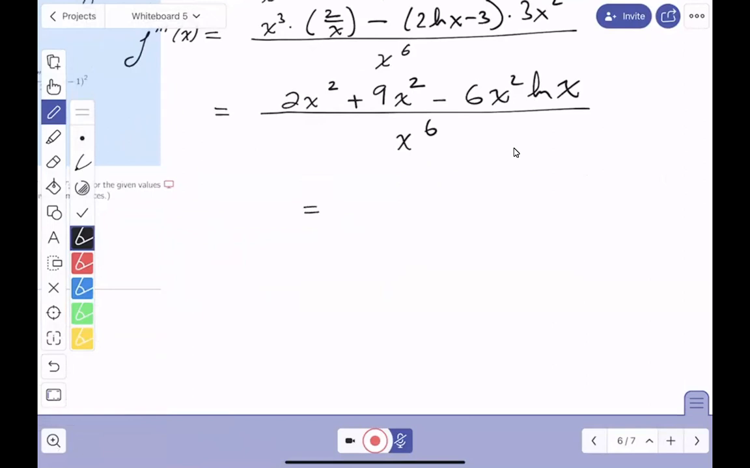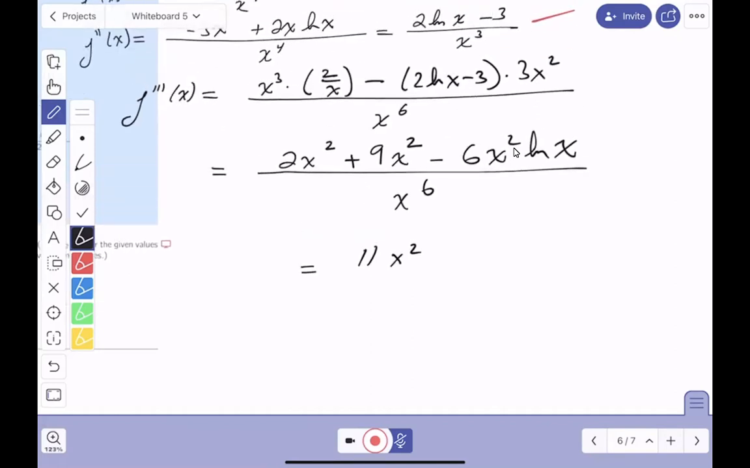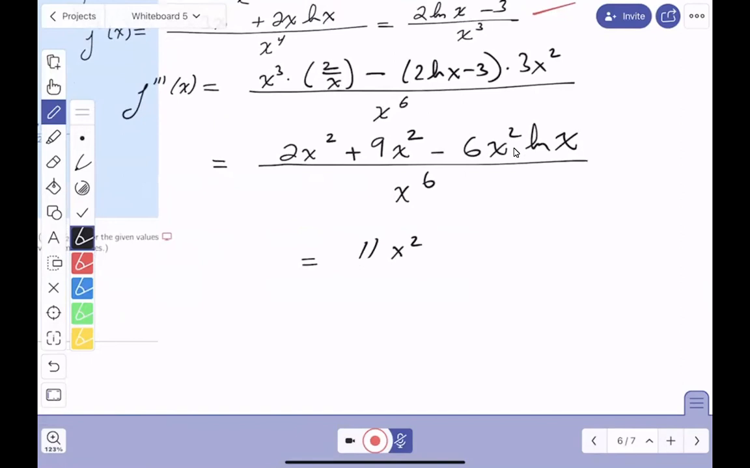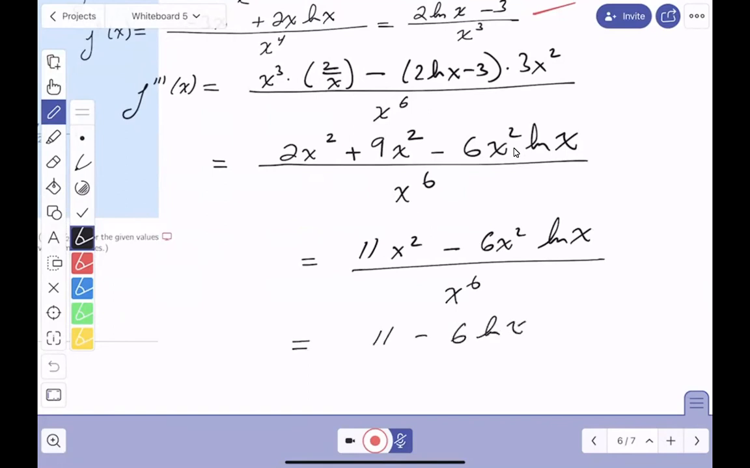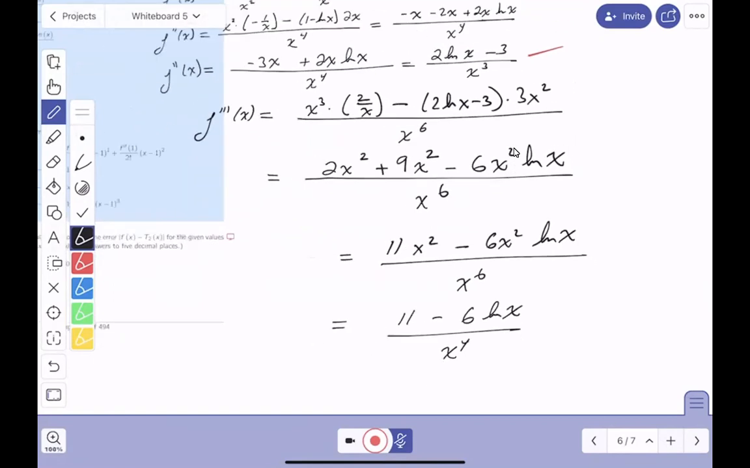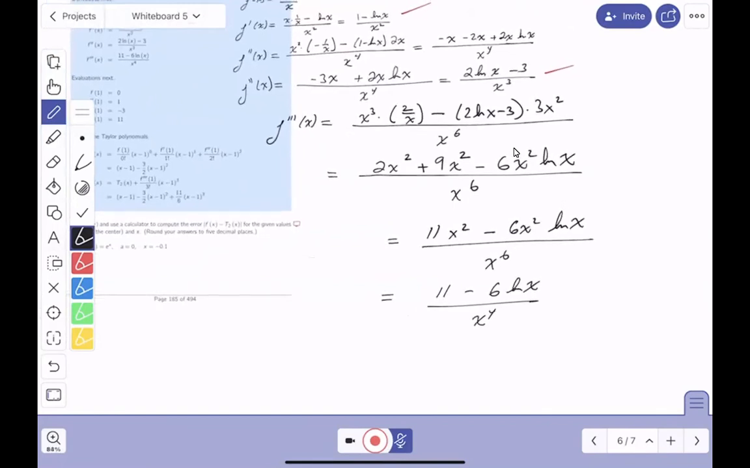That's going to be 11X squared. Did I do okay there? Yeah, I think so. Minus 6X squared ln X over X to the sixth. I'm going to divide through by X squared now. 11 minus 6 ln X over X to the fourth. Let's hope I didn't make a mistake there.